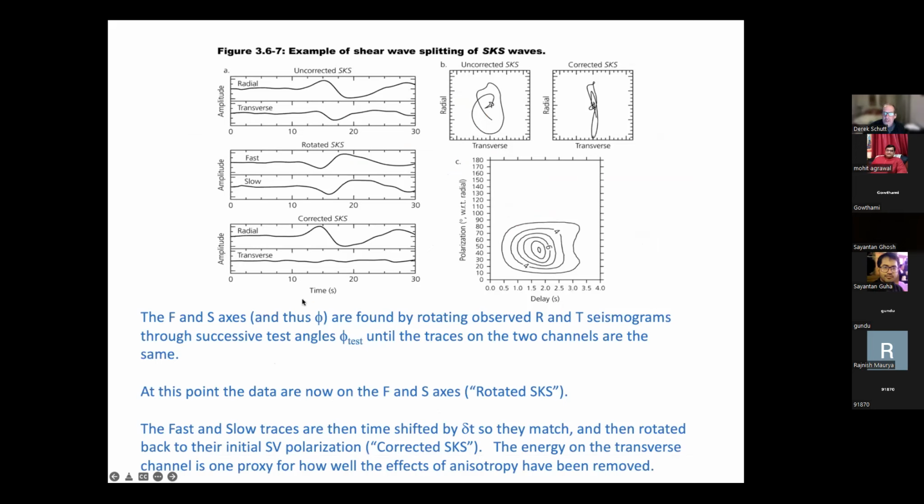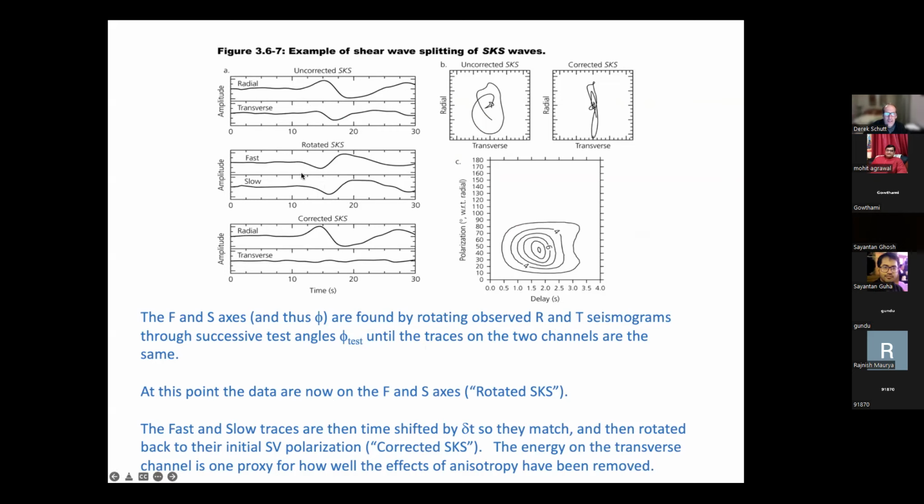So to measure shear wave splits, we rotate the observed radial and transverse seismograms through successive test angles until the traces on the two channels are the same. We start out with figure A here. We have an uncorrected SKS, and then we rotate it until the fast and slow waveforms look quite similar. The reason we do this is because the fast and slow waveforms should both be reflective of s of t, your source time function from your earthquake.